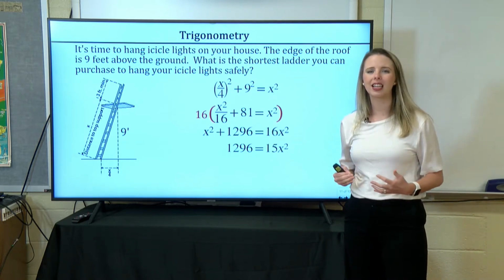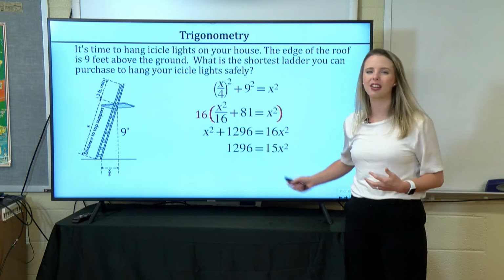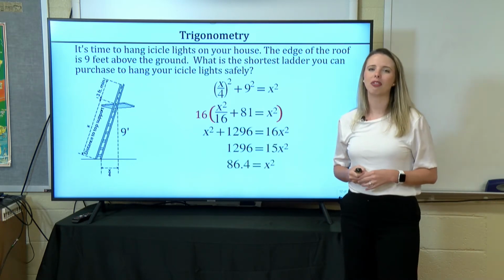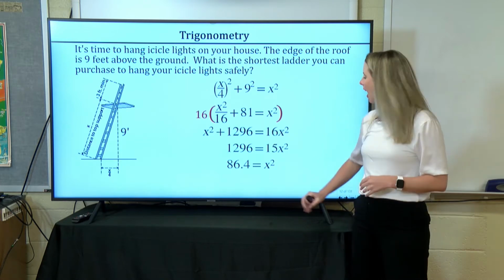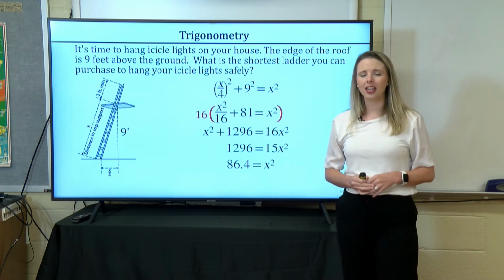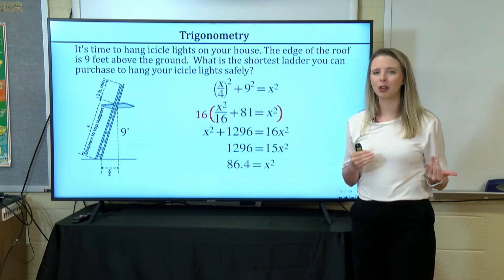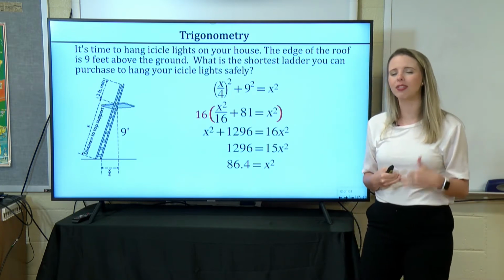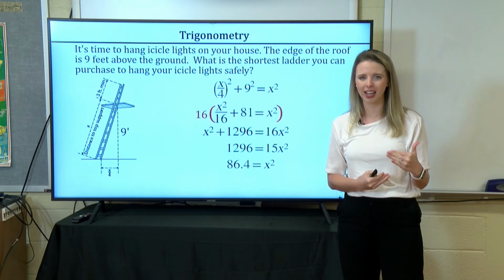15x squared, we need to get it to become a plain x squared, so we need to divide both sides by 15, resulting in 86.4 equals x squared. We also learned earlier in the year that to get rid of a squared, we're going to square root. But anytime that we put the square root in a problem, we have to include plus and minus, right?